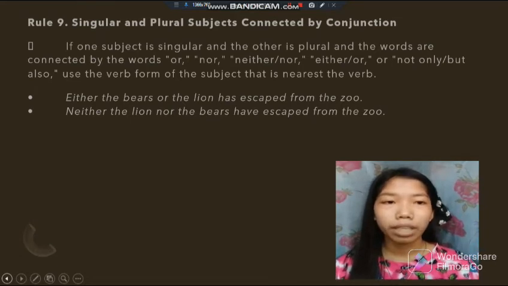Number 2. Neither the lion nor the birds have escaped the zoo. So the correlative here is neither and nor. So since the noun closest to the verb is the birds, we use have instead of has.